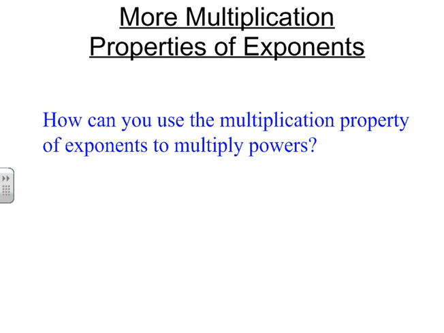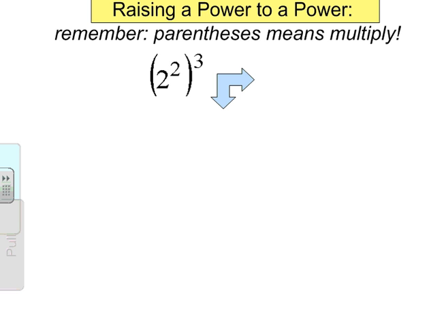We're going to look at more multiplication properties of exponents and how we can use the multiplication property of exponents to multiply powers. So if we think back to what things mean, here we have 2 squared to the 3rd power. What that's telling us is that we have 3 of these things. So let's write that down: 2 squared times 2 squared times 2 squared. There's 3 of those. So far we're in agreement.